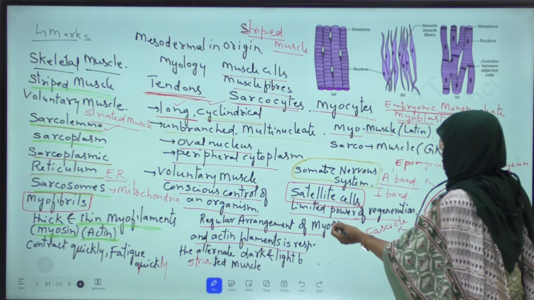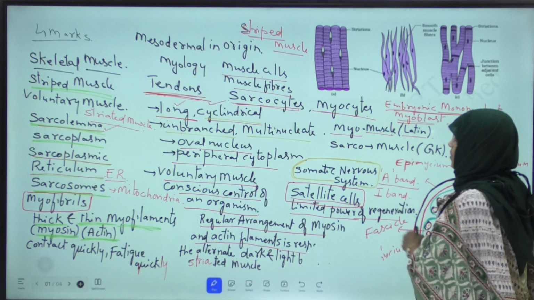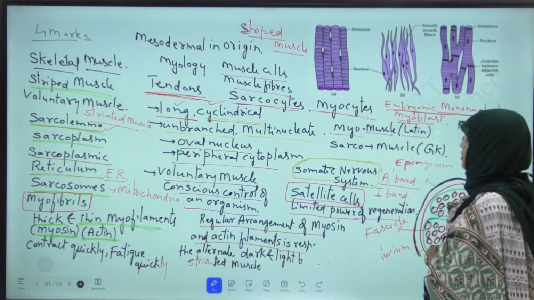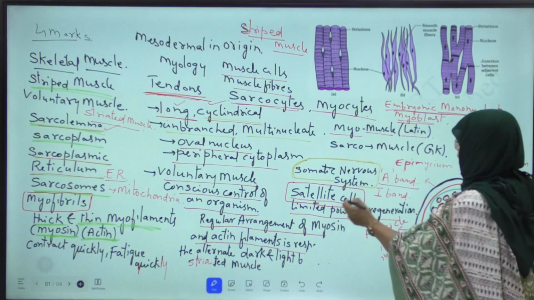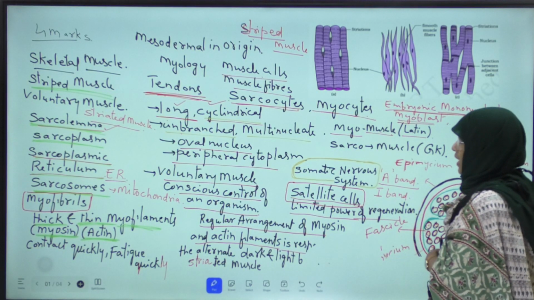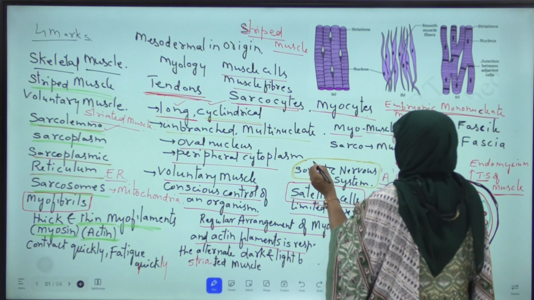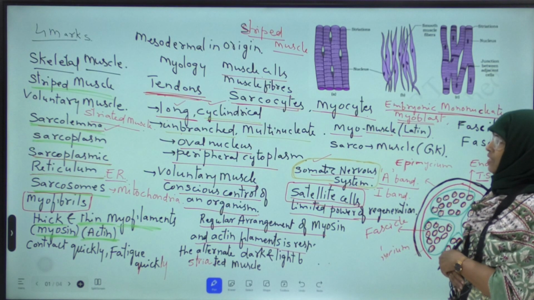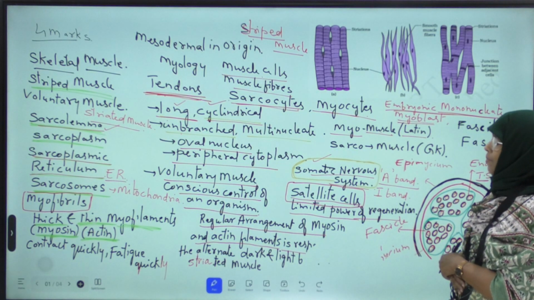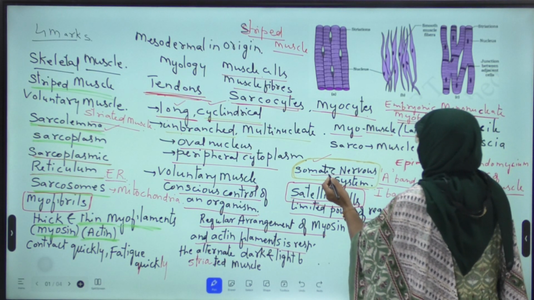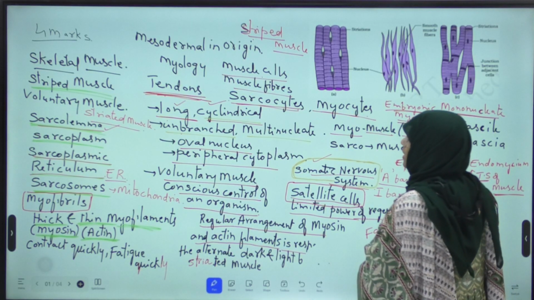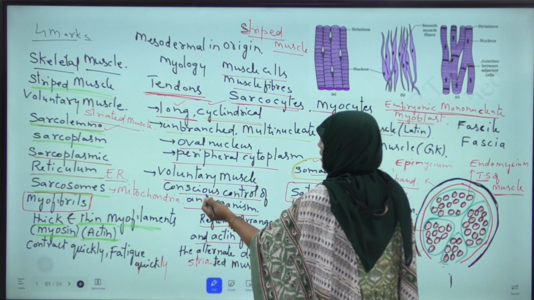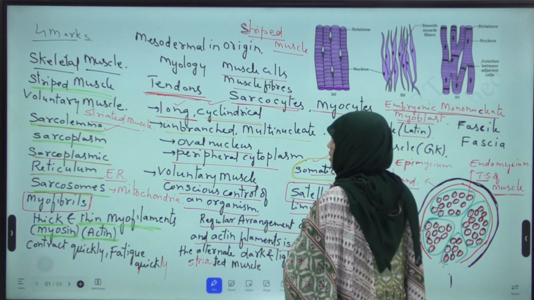Here, regeneration in the skeletal muscles is due to the presence of satellite cells. They are nothing but stem cells. Limited power of regeneration is seen. Next, these skeletal muscles are innervated by the somatic nervous system. The functioning of this skeletal muscle is under the control of the somatic nervous system. They are also called voluntary muscles. They are under the conscious control of an organism.